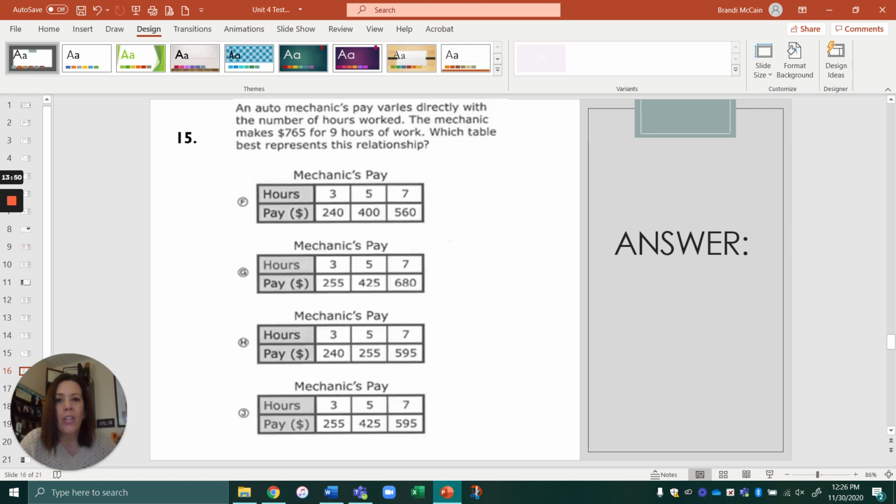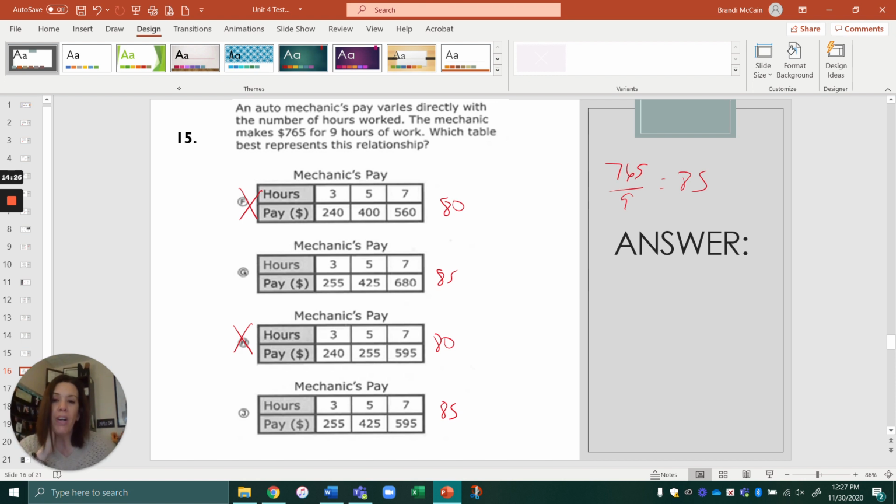All right. 15 is another direct variation problem. We have 765 over 9. So 765 over 9, which equals 85. Well, 240 over 3 is 80. 255 over 3 is 85. So we have two that are 85. Sorry, not that one. Do that again. This one here is gone and this one here is gone. So we're left with two that are 85.